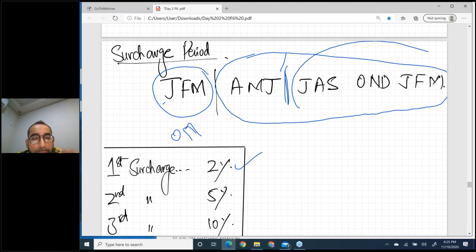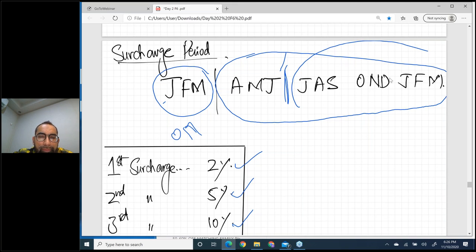Now, if you repeat your mistake again, your surcharge period will be extended to 12 months from the end of that quarter, and then you have to pay 5%, then 10%, and so on. Hope you remember this surcharge period topic. Sometimes it comes.